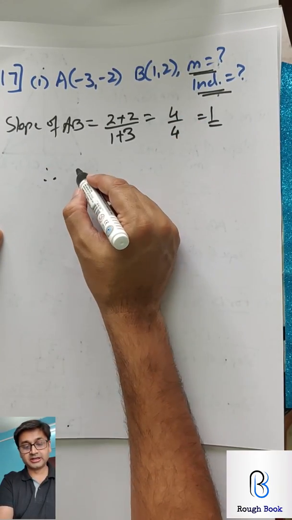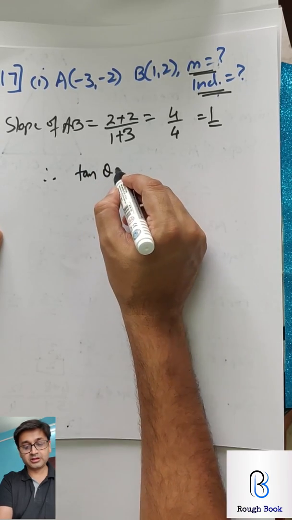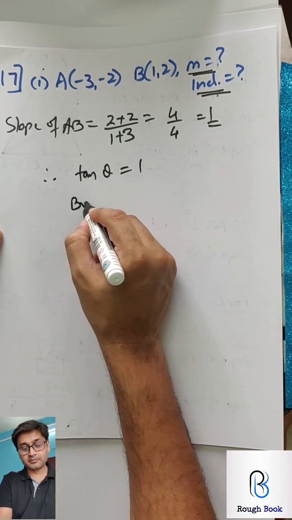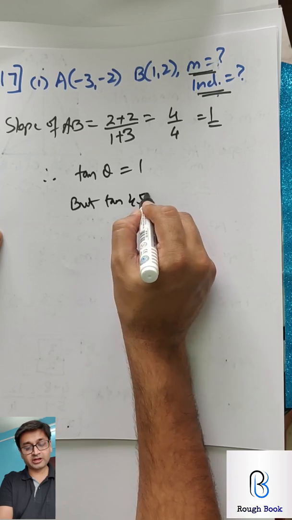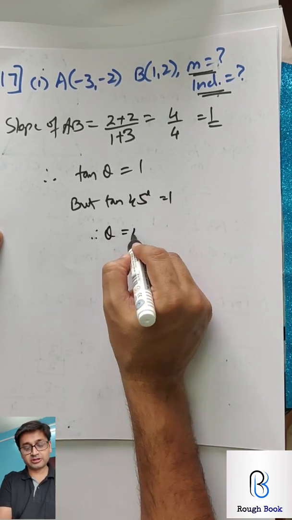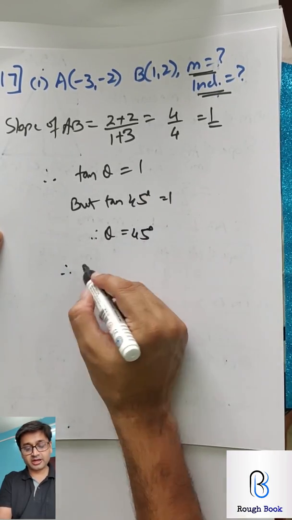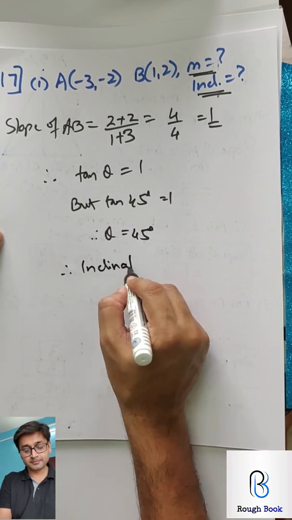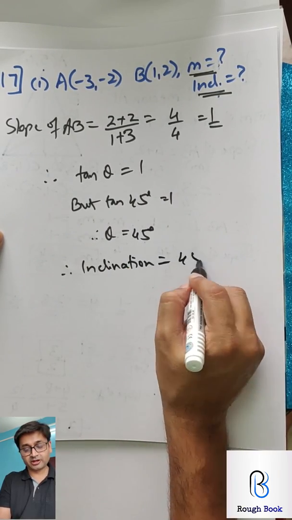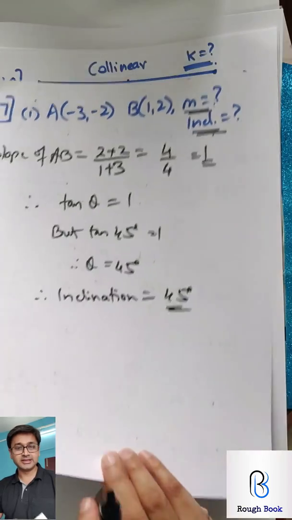And therefore how to get inclination? So tan theta is equal to 1. But tan 45 we know is 1. So therefore theta is 45. And therefore I can say inclination is equal to 45 degrees. Did you get it? Easy?